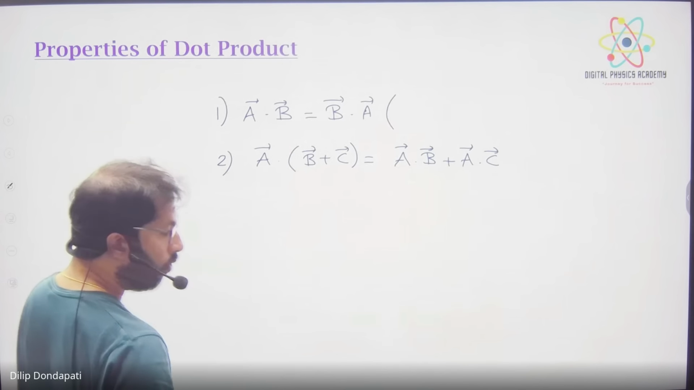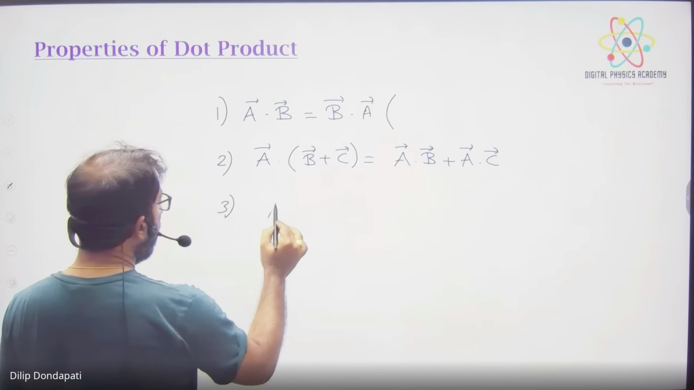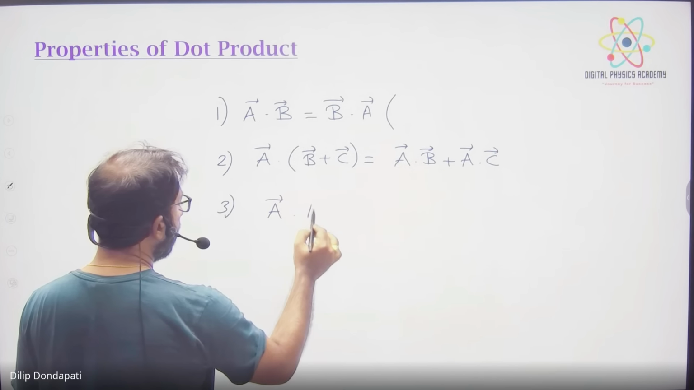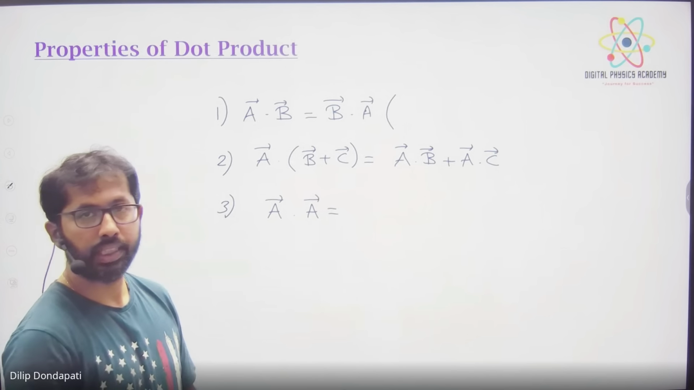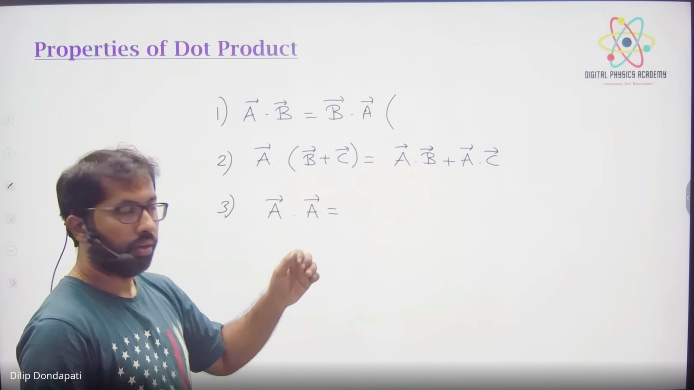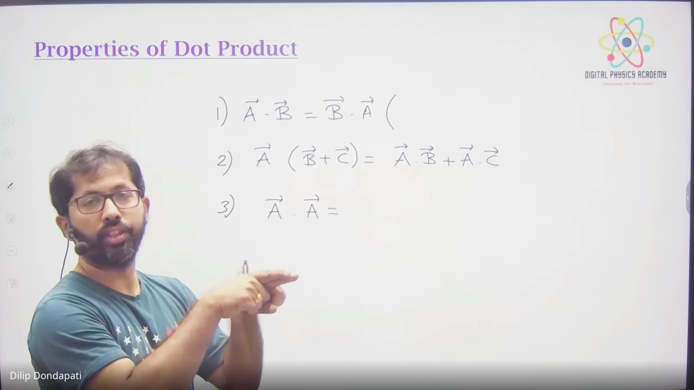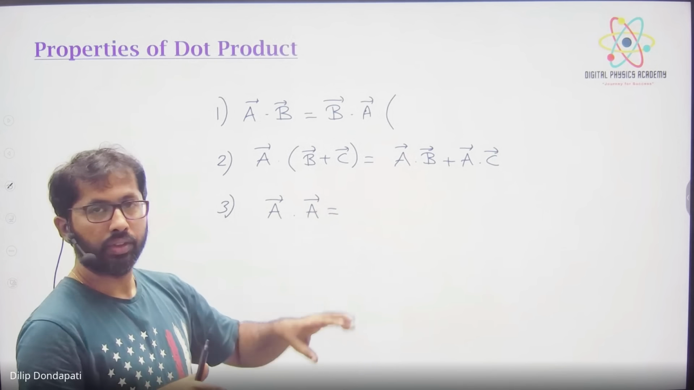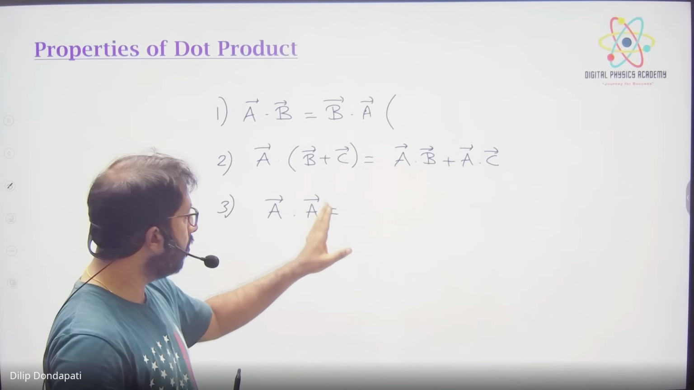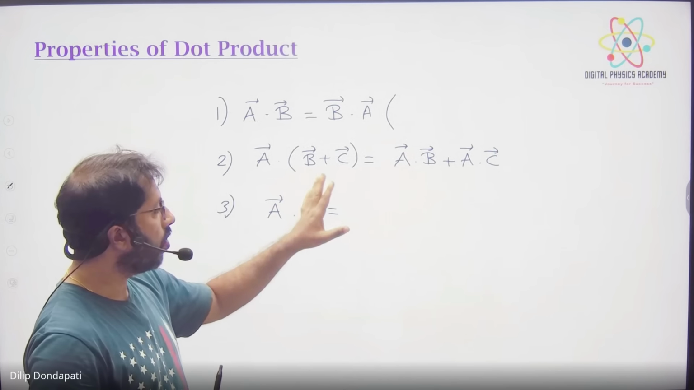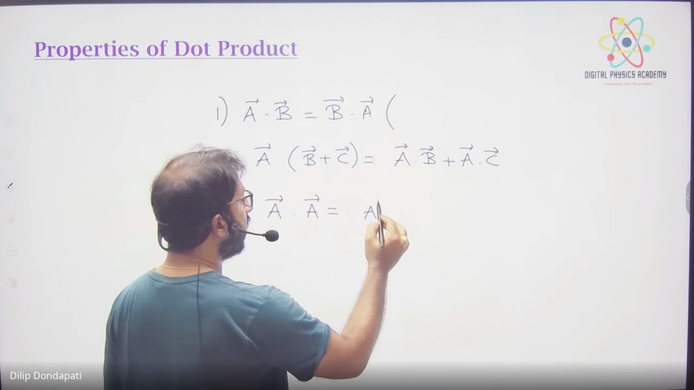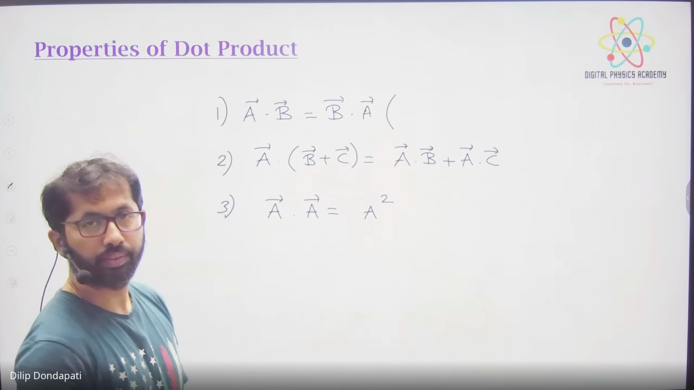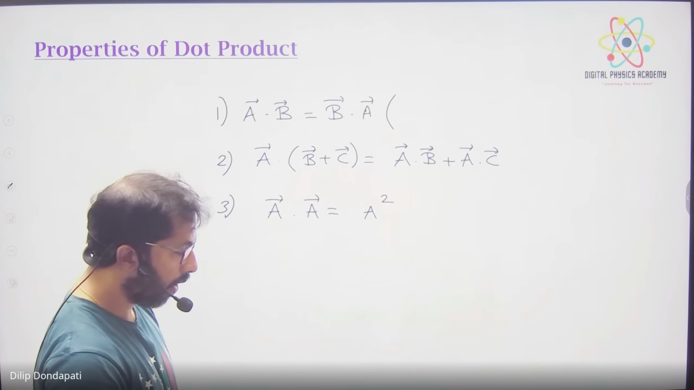And tell me what is A dot A? Same vector का? Yes, good. Same vector का angle is 0 degrees always. Same direction, right? So A mod A cos 0. Cos 0 is 1, right? A into A, A square. So same vector का dot product is always A square.